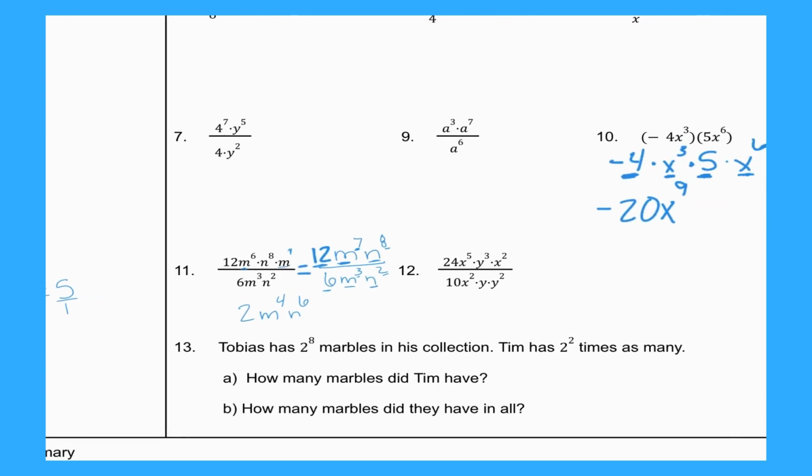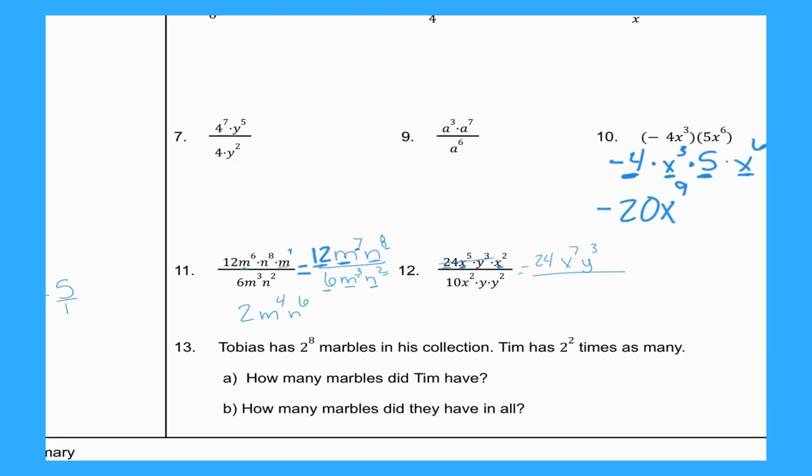So we have a base of 24. Actually, let's start with this. I have a base of x and a base of x, so I can combine those together. Let's leave the 24 alone for right now. Let's combine these x's. X to the 5th and x to the 2nd is x to the 7th. And then the y we'll just leave alone. So now the numerator is simplified.